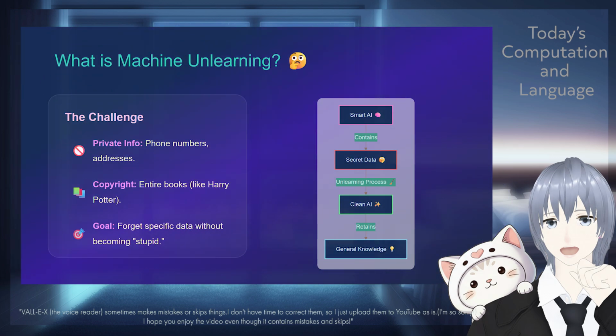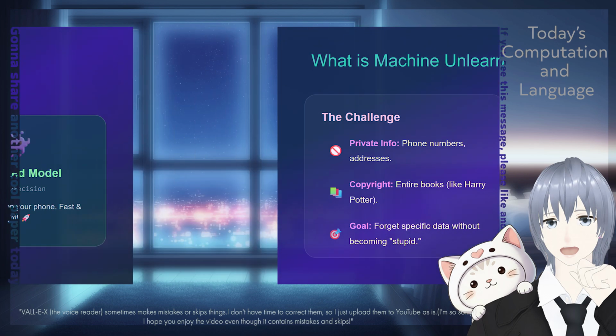So let's dive into the meat of this paper. Imagine you have a super smart AI, a large language model, and sometimes these models learn things they shouldn't. Maybe it's private information like someone's phone number. Or maybe it's copyrighted material, like the entire text of a Harry Potter book. You need a way to make the AI forget the specific information without making it stupid at everything else. This process is called machine unlearning.